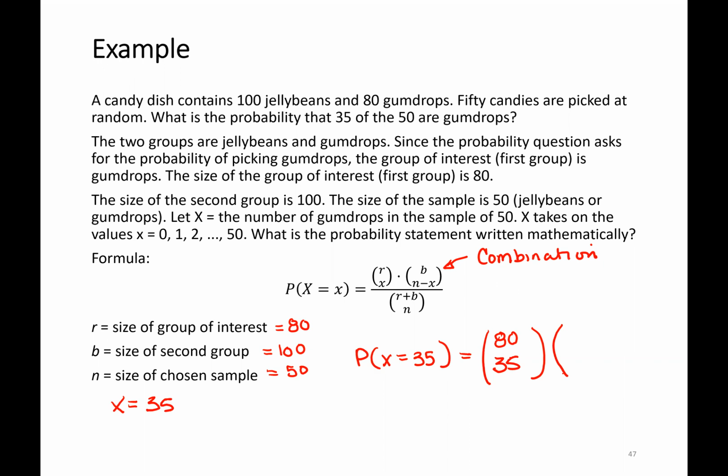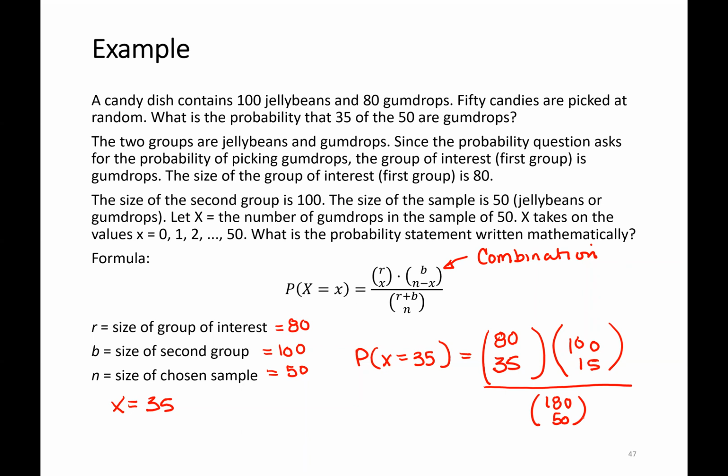And the second combination is the number of jelly beans that I have. And N minus X would be 15. So if 35 of them are gumdrops, the other 15 out of the 50 would be jelly beans. So how many different ways can I choose 15 jelly beans from the 100 that are in the jelly dish? Then we're going to divide that by the combination. How many different ways can I choose the 50 items from the 180 items in the candy dish total? And these three things in parentheses are all combinations.